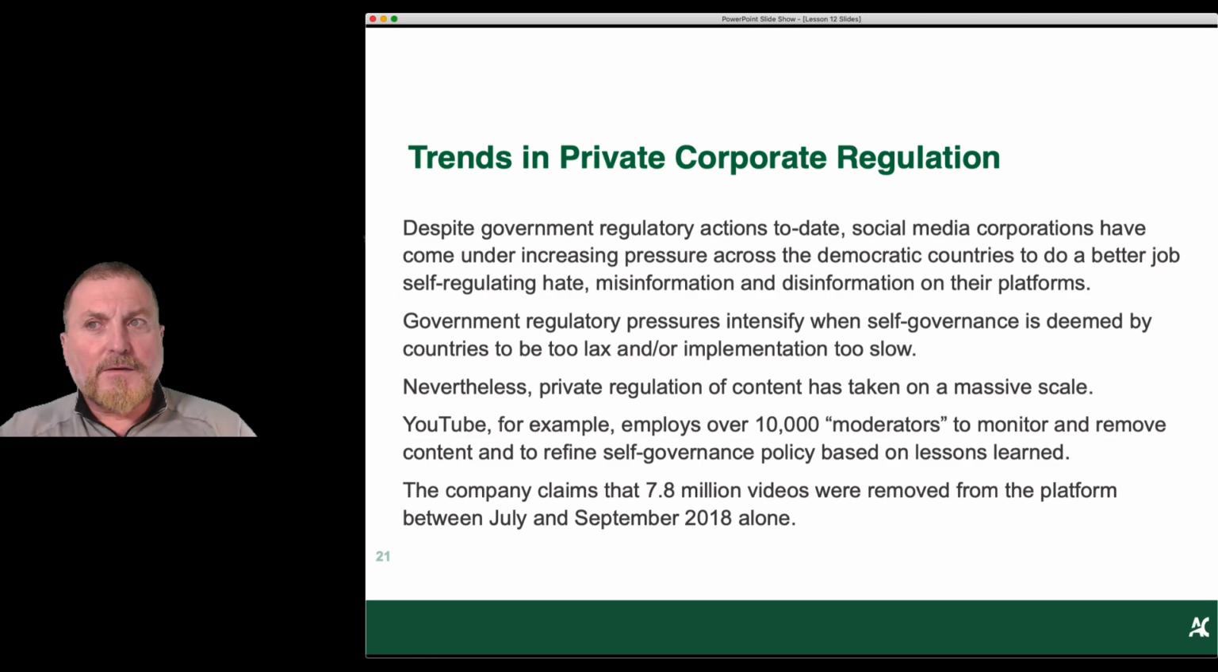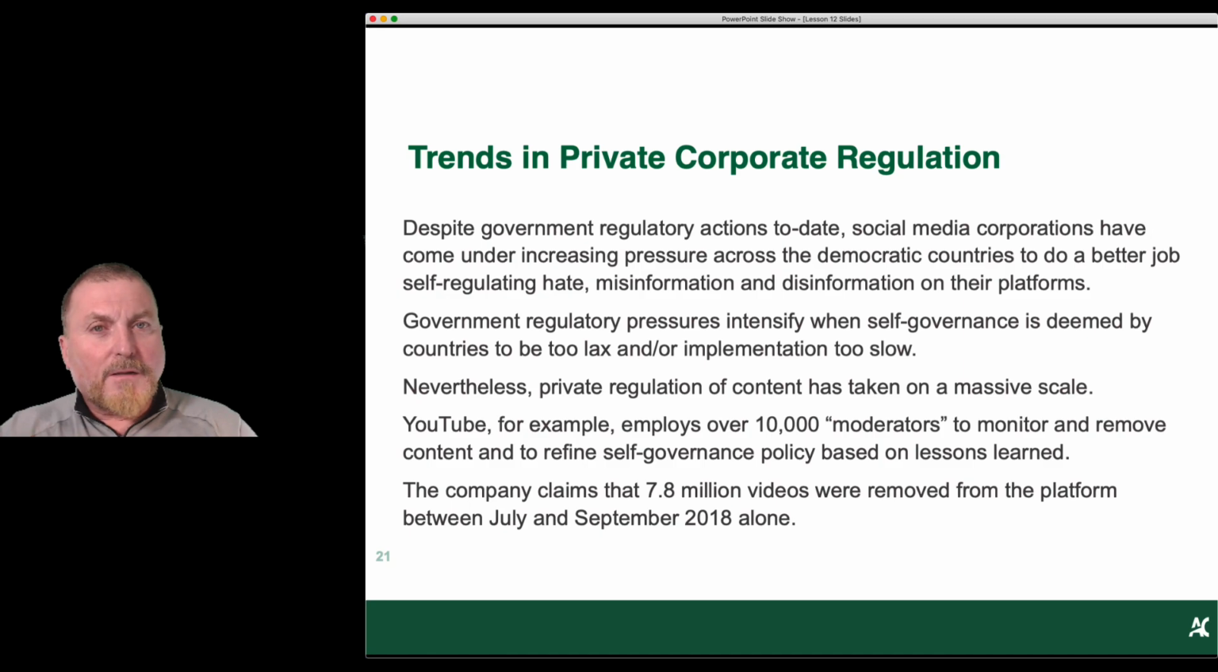Social media corporations have come under increasing pressure across democratic countries to do a better job self-regulating hate, misinformation, and disinformation. Government regulatory pressures intensify when self-government is deemed to be too lax or too slow, right? And that's what I mean. Most government regulations are reinforcing the private discipline, or the private self-regulatory activity, through regulation rather than trying to displace it, all right? And that's because of the reasons I've talked about. Liberal democratic governments are reticent to become the dictators of specific speech, right? For the reasons we've discussed, liberal democracy, right?